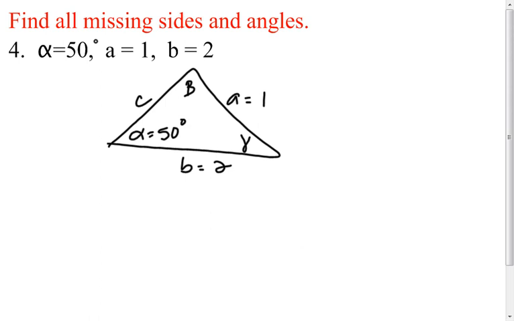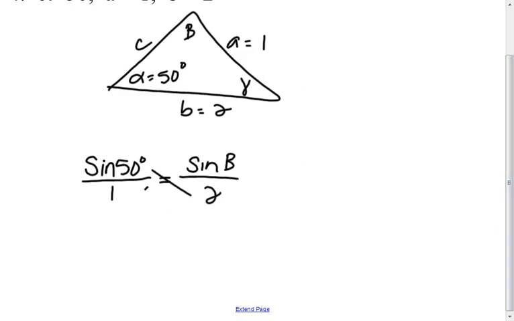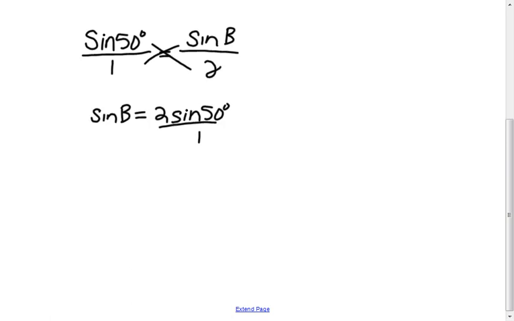But I'm going to set this up using law of sines. So sine of an angle I know over the side opposite of it equals sine of an angle I don't know over the side opposite of it. Okay? So when you cross multiply these two, you will get 1 times the sine of beta, which is just the sine of beta, equals 2 times the sine of 50. And I'm even going to just divide by 1 so that you can see that little shortcut there.